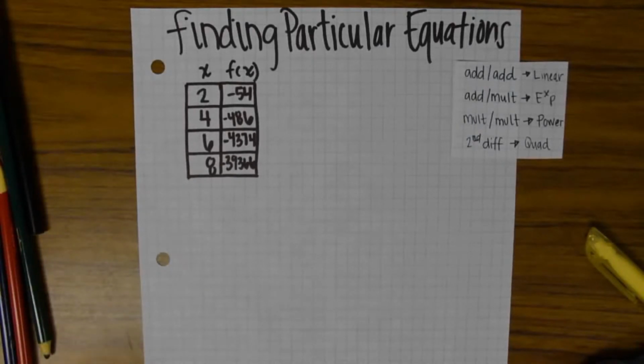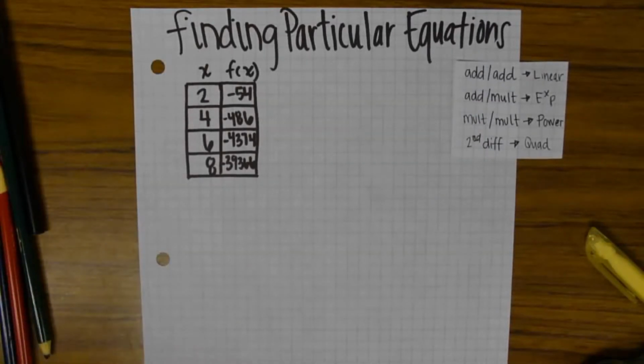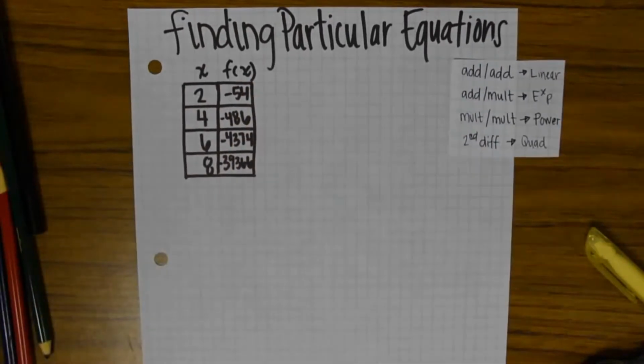We have a new table again. And so we need to figure out, is this going to be an add, multiply, or second difference pattern? So as we look at the x side, it could be an adding pattern because it goes from 2 to 4 to 6 to 8. It could also be a multiplying pattern because we have 2, 4, and 8. So we want to analyze what's happening on this side.